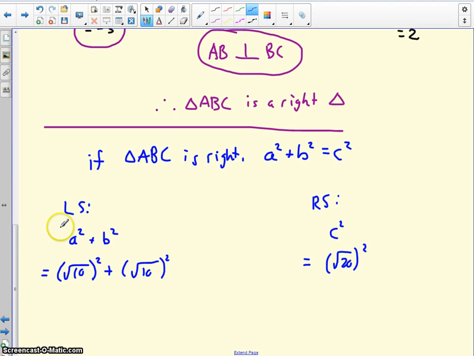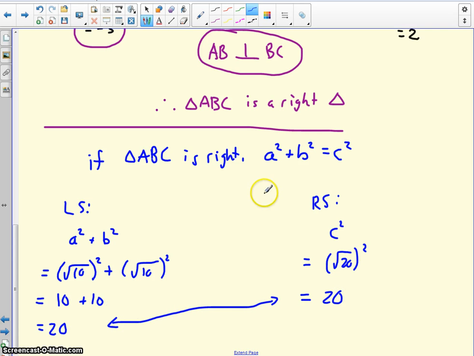Now, when I evaluate this here, the square root of 10 all squared, you can run through your calculator to prove it, but that's just going to be 10. So I'm going to get 10 plus 10 over here, and that's going to be equal to 20. Okay, now over here, square root of 20 all squared is also just 20. So what I'm seeing here is since left side equals right side, the Pythagorean theorem is true, which means we have a right angle. So triangle ABC is right.